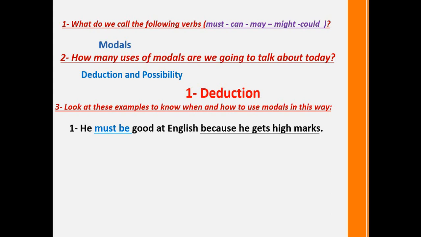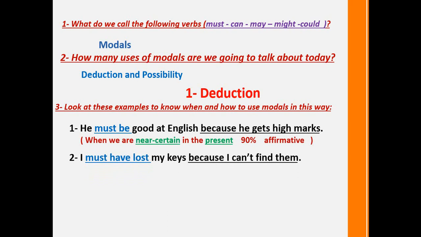He must be good at English. How do you know? Because he gets high marks. So this is an evidence that he must be good at English or fluent at English. Here I am 90% sure or certain that something is true. So when we are near certain, in the present we mean 90% affirmative that something is true, we use must plus infinitive.